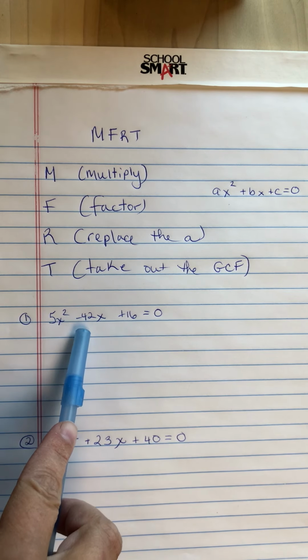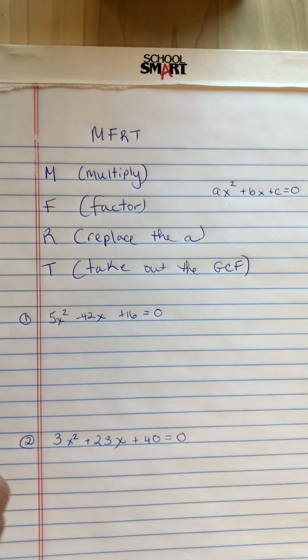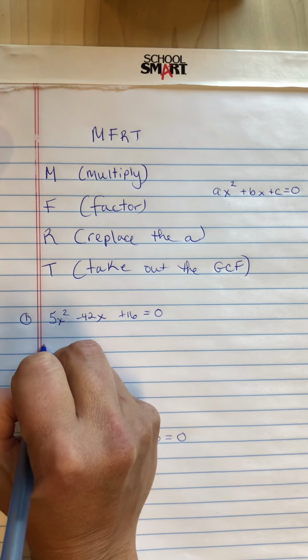5x squared minus 42x plus 16 equals 0. Typically, you would try the GCF method. That's not going to work because the greatest common factor is only 1. So I'm going to go right to the MFRT method.